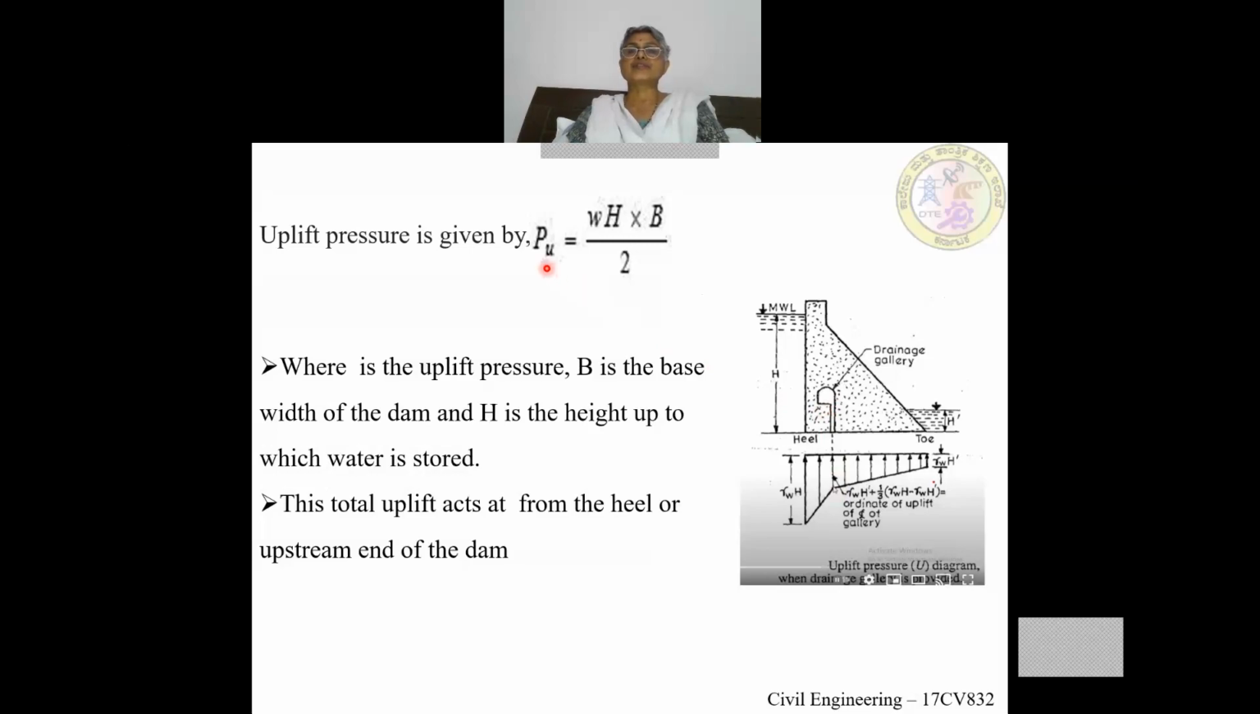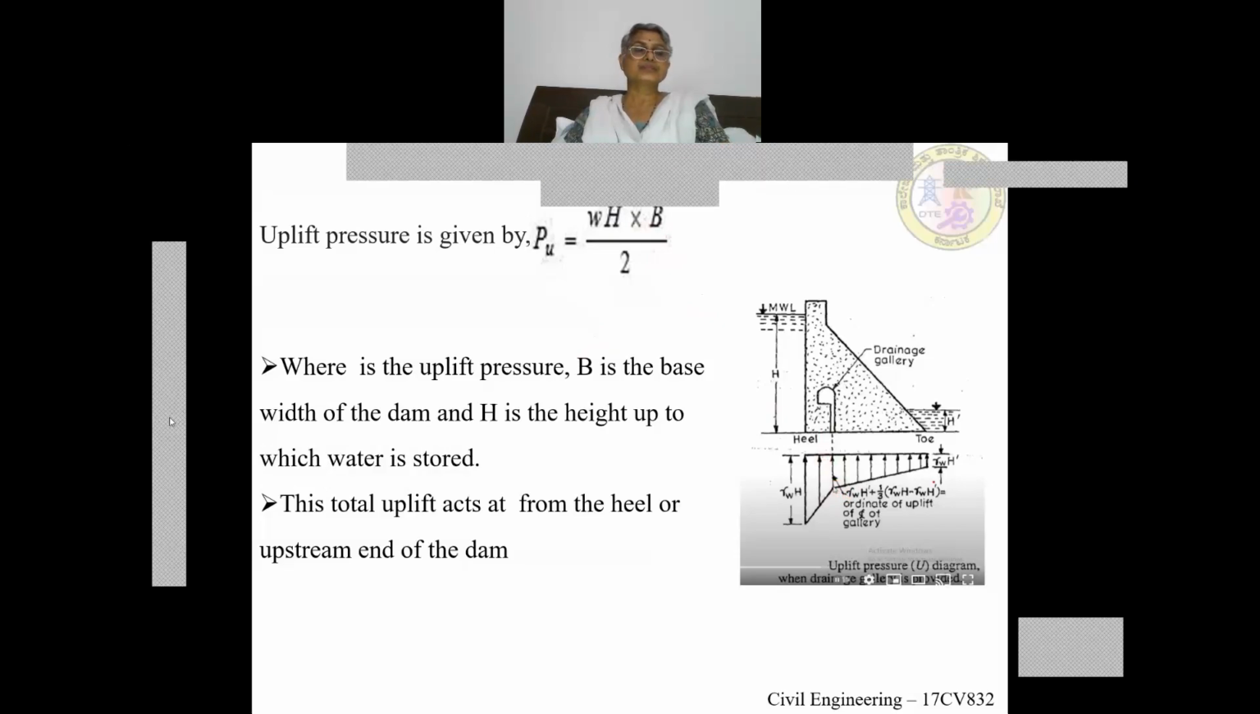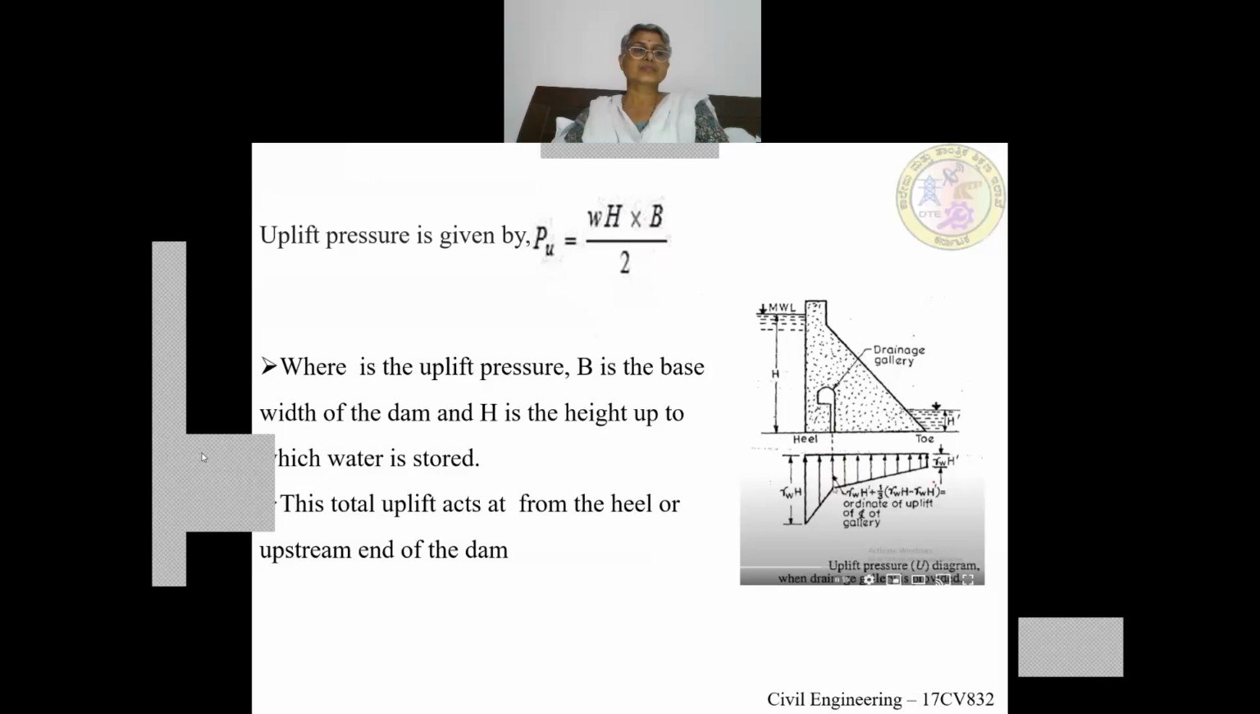This uplift pressure Pu is given by WH into B by 2. That is, in this case, if it is 0. So if the distribution is like this, I'll just take a pen. So, sorry. Let me erase this. Okay.